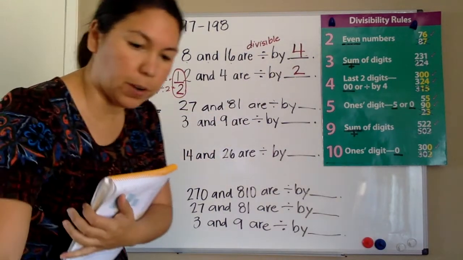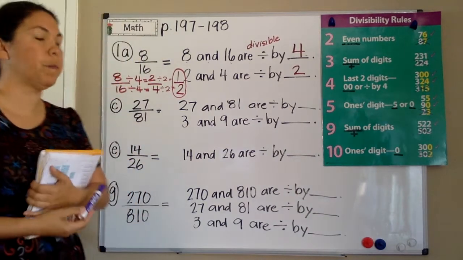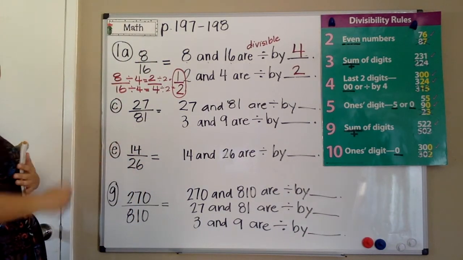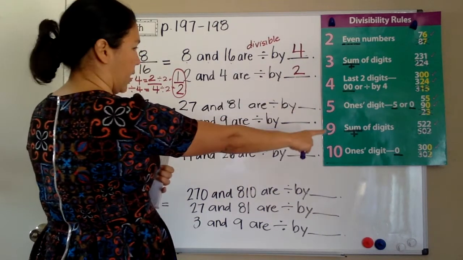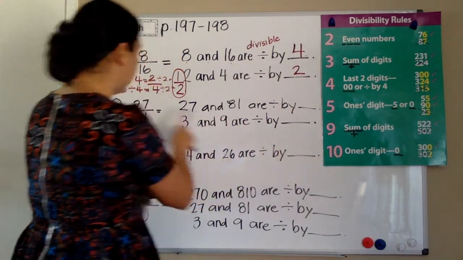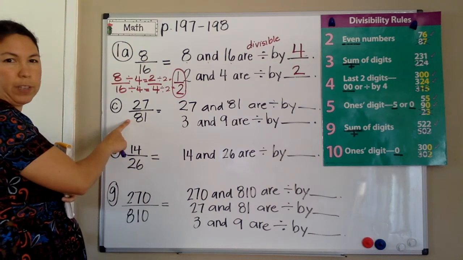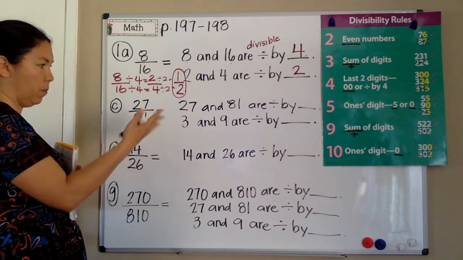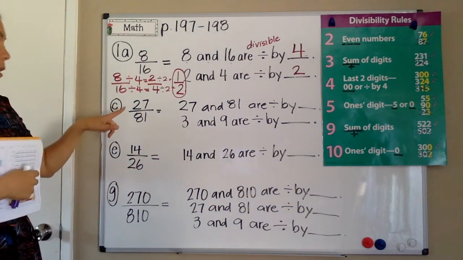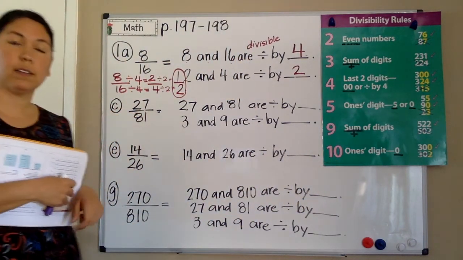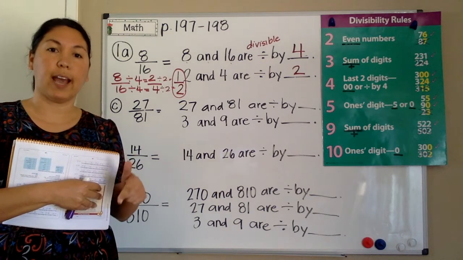Let me get a different marker here. Let's use purple. Okay, so 27 and 81. So we're going to start at the bottom here, guys. Can 10 go into 27 and 81 perfectly? Do they end in zeros? No. So let's go to the next one. Sum of the digits for 9. Let's add them up. What's 2 plus 7? 7 plus 2, 7, 8, 9, 9.